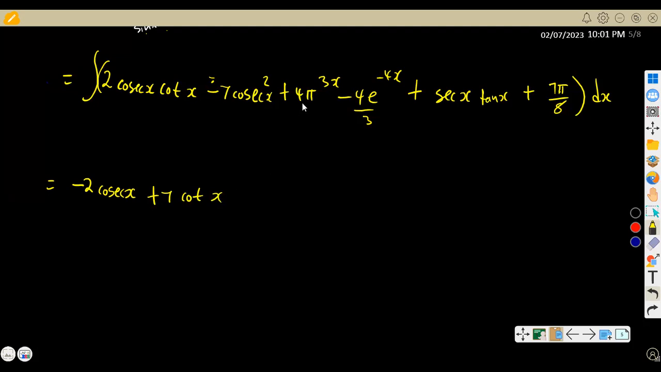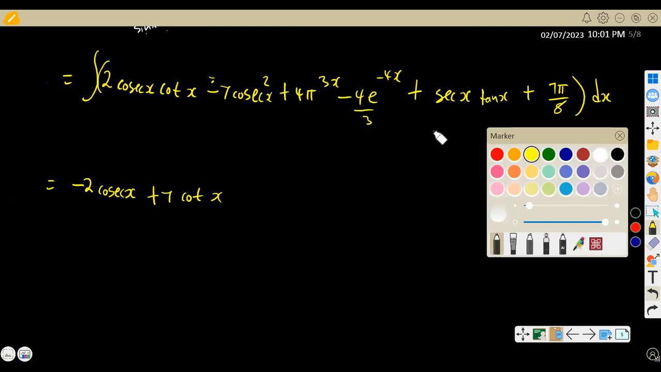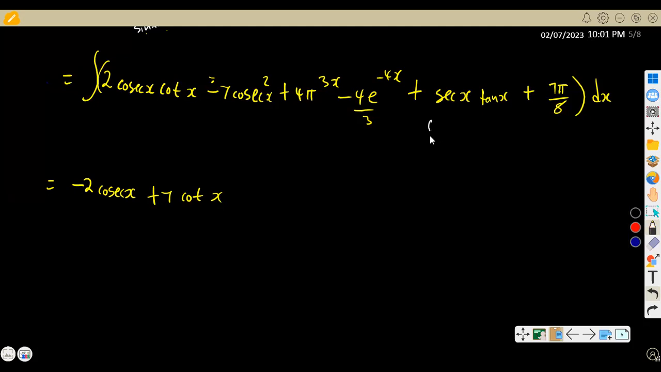Okay, then we move on to the integral of 4 pi to the exponent of 3x. So take note, I listed this before. I told you guys, if you are given the integral of k a to the exponent of f of x with respect to x, your answer is going to be k a to the exponent of f of x, all right, everything over the first derivative with respect to x, ln a. So this is the formula that you're supposed to know.